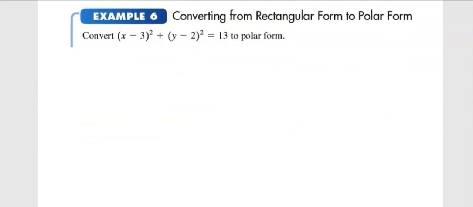Converting from rectangular form back to polar form. Okay? I would suggest that you do a little bit of foil, folks. Okay? Go for it. Foil. You're going to have to foil not only the x's, but the y's also. Go. Because I said so.